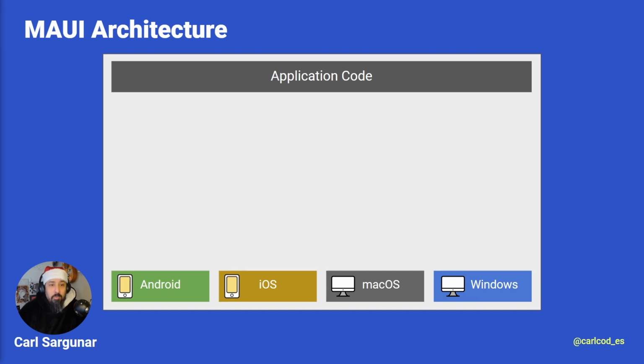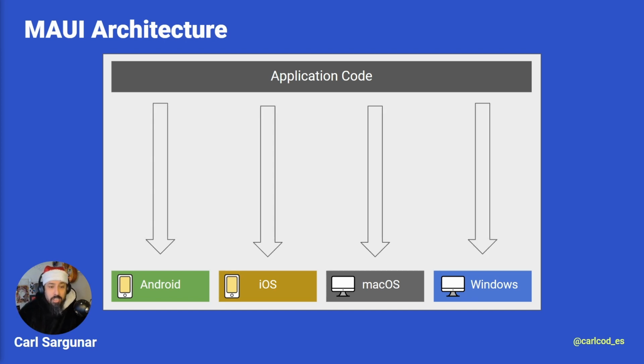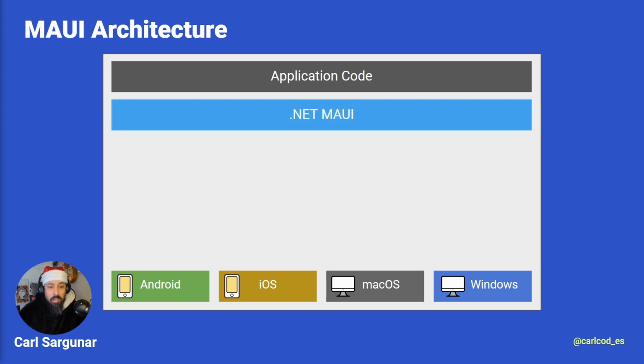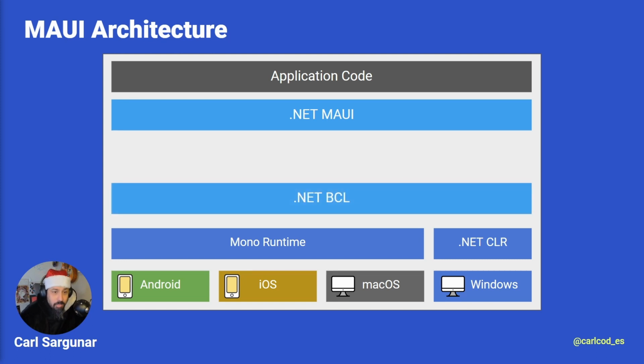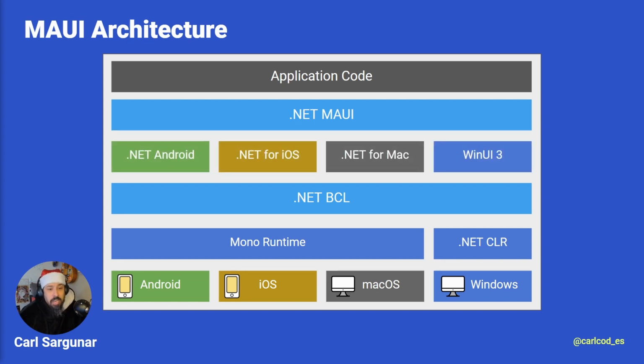Just at the very top level, what MAUI will do is translate your application code into the various platforms. So the MAUI layer effectively takes your code and configures it to run on the various runtimes. So on Windows, you have the .NET CLR. On macOS, iOS, and Android, you're reliant on the Mono runtime. That sits with the .NET BCLs, which basically are common across all platforms, and then you have a customized UI layer for each platform.